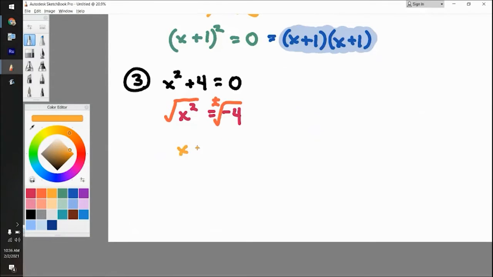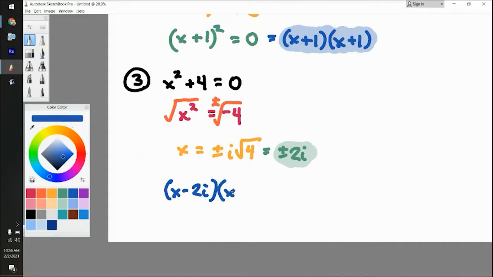And you're going to be left with x is equal to plus or minus, I'm going to pull that i out of there, i root 4. The square root of 4 is 2, so you just get plus or minus 2i for that one. Those are the solutions to this. So if you wanted to, you could write it in factored form. It would be x minus 2i and x minus negative 2i, which really is just a plus plus. So this is factored form for that.